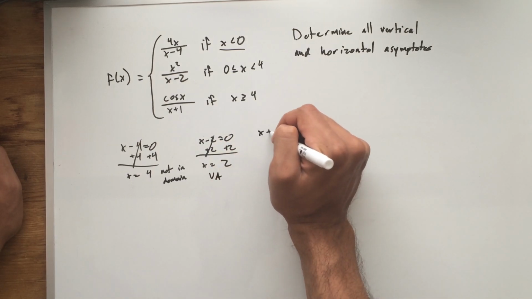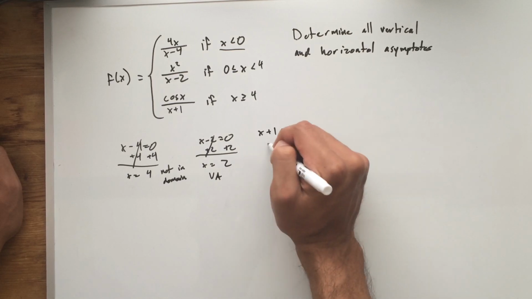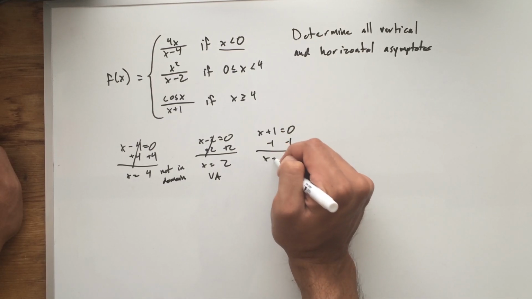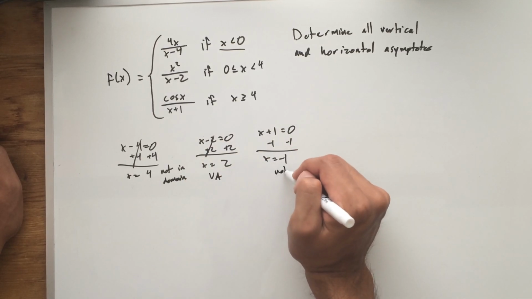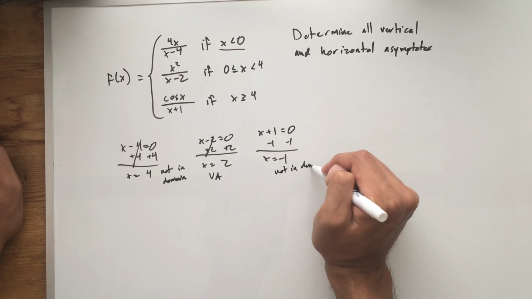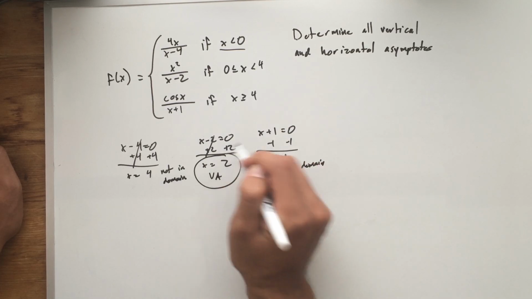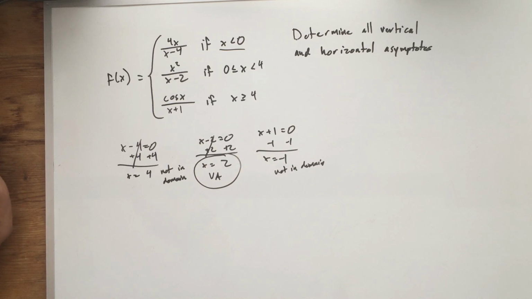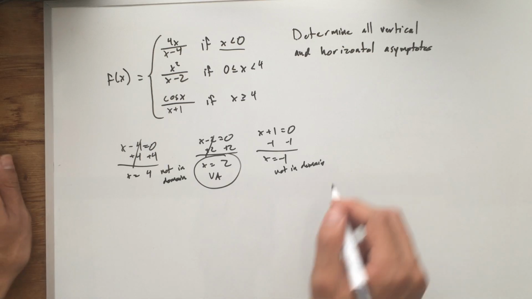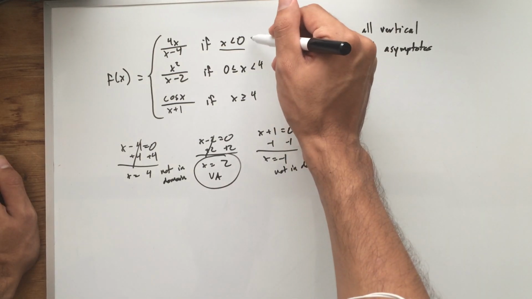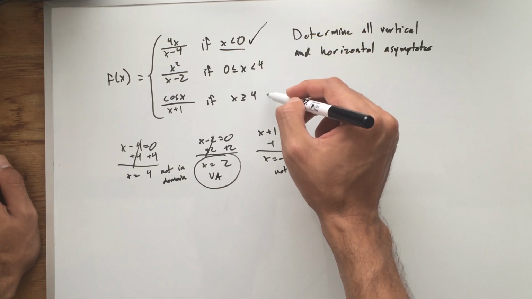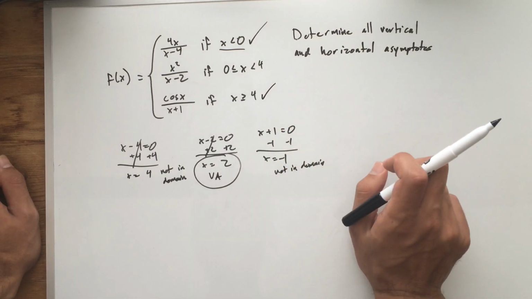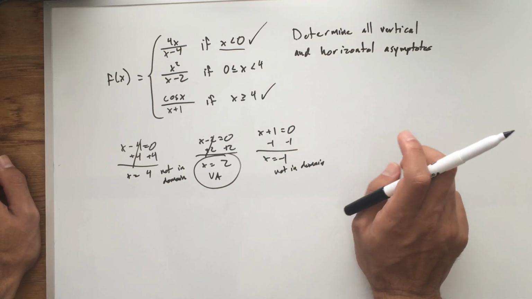Then you have the third part of the function. So x equals negative 1 is not part of this domain. So this is the only vertical asymptote we have for this function. Now to find the horizontal asymptotes, you want to check out the functions at the end. So we're going to check out the limit as x approaches negative infinity of this function, and the limit as x approaches positive infinity.